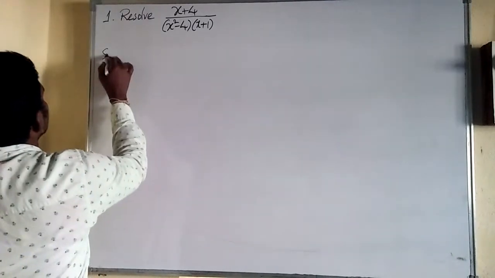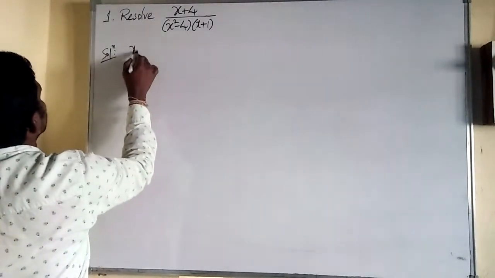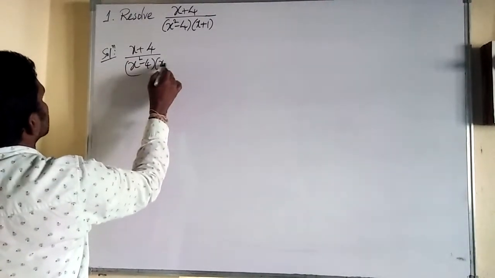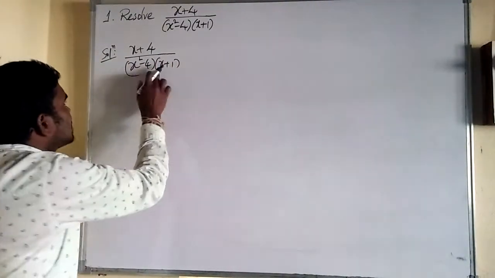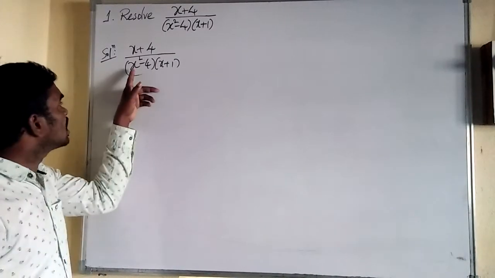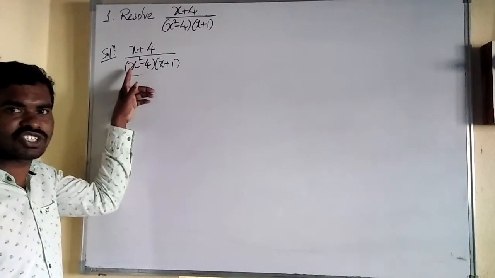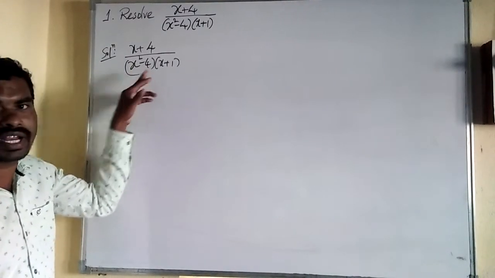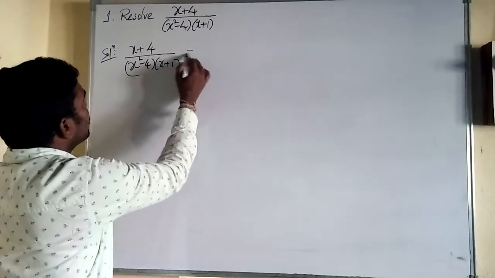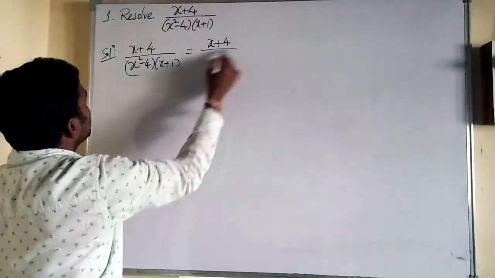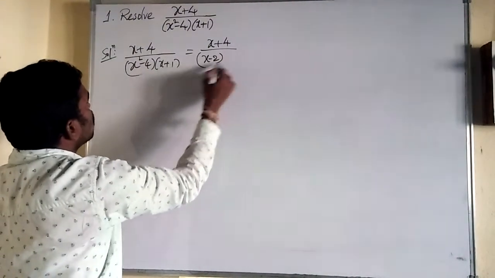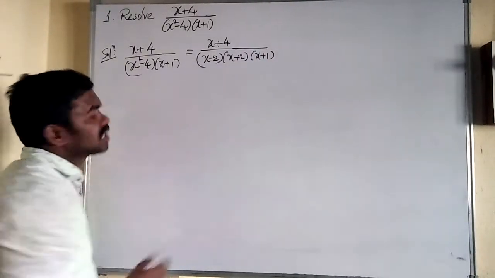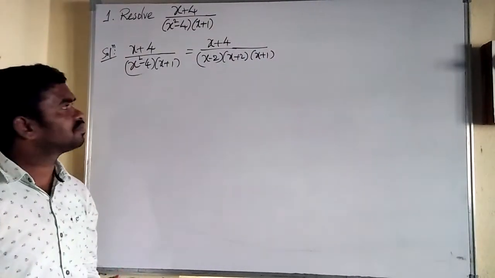Then how can we split? Solution: (x + 4) / ((x² − 4)(x + 1)). See here, x² − 4: of course it is a square, but this 4 means 2². x² − 2² can be split as, how can we write? (x + 4) / ((x − 2)(x + 2)(x + 1)). Am I right? In this way can we write or not?